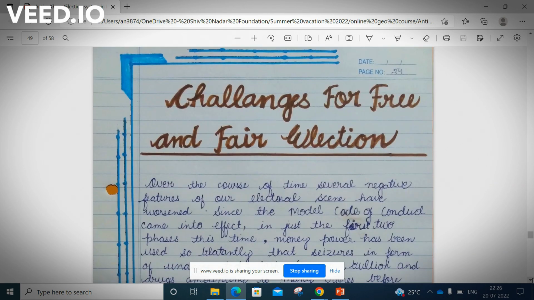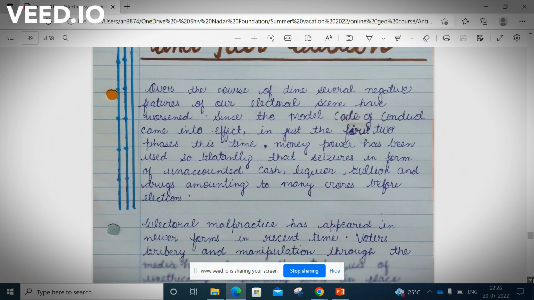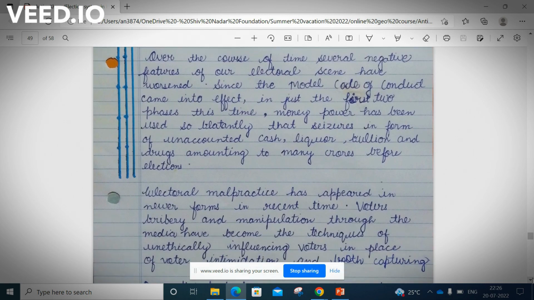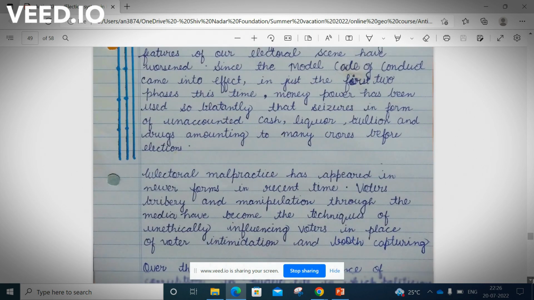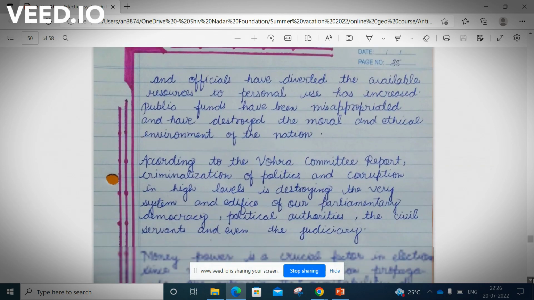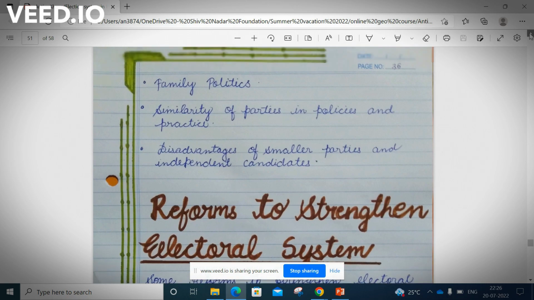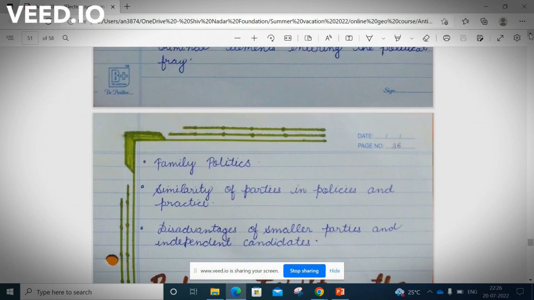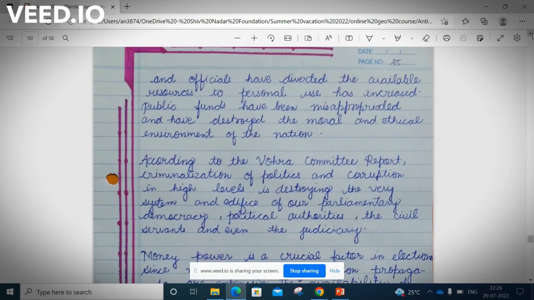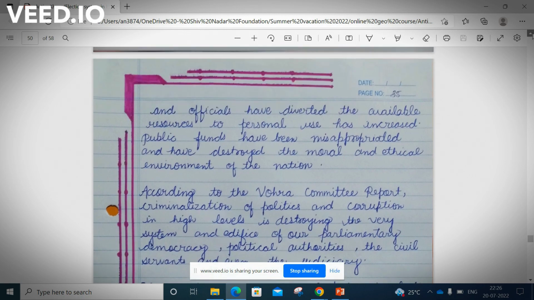I'll be telling you about the challenges for free and fair elections. See, many malpractices have been seen. Money and muscle power are always in force. And also, to tell you one more thing, people are spending more money on buying voters, but they're not spending money on solving the problems. So this is one of the most important challenges which one needs to remove.